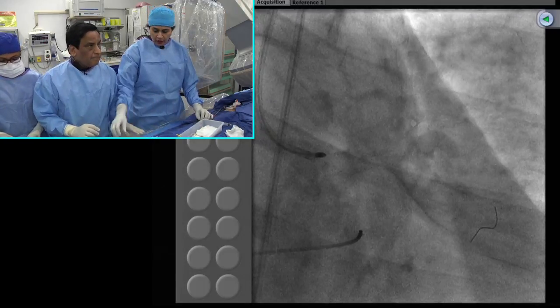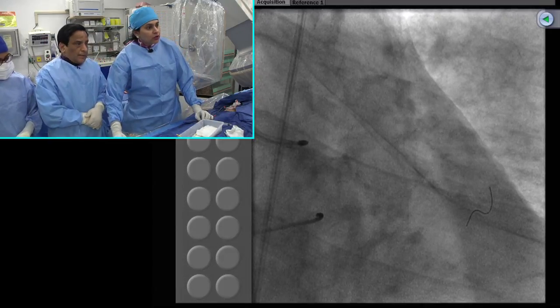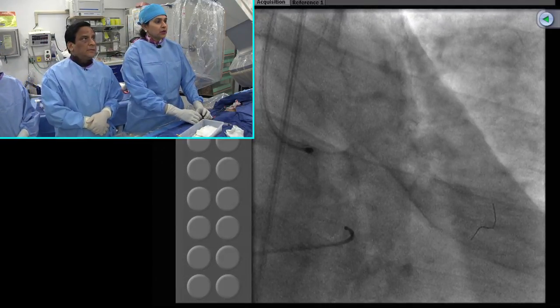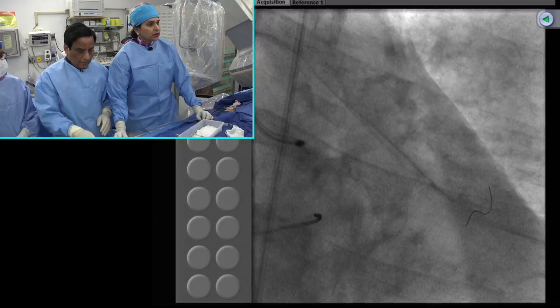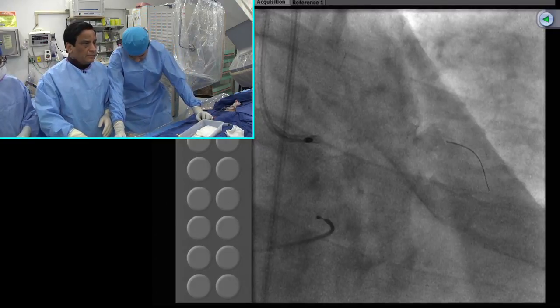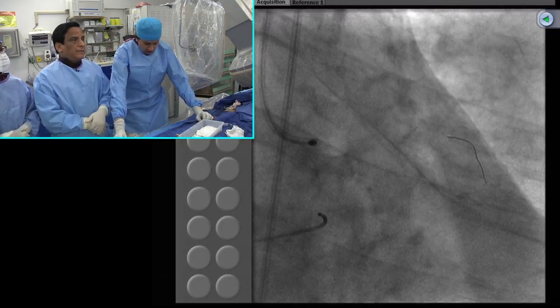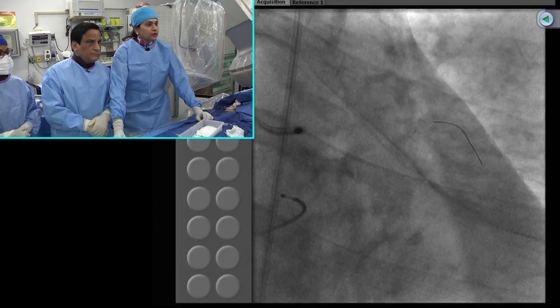I am just at the ostial left main, do your 3 steps, check. You want to pull the wire a little bit more? No, I think you are okay. Yeah, good. Okay, good. So start.